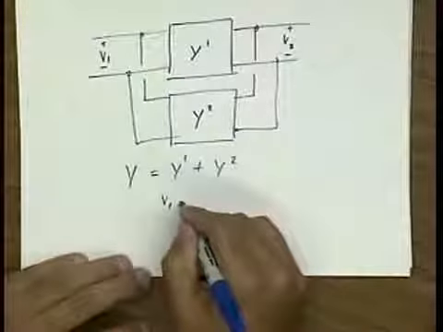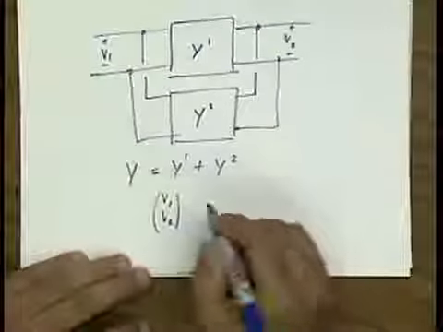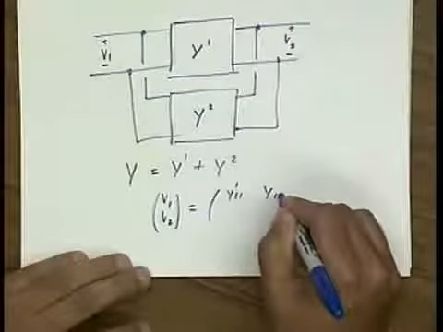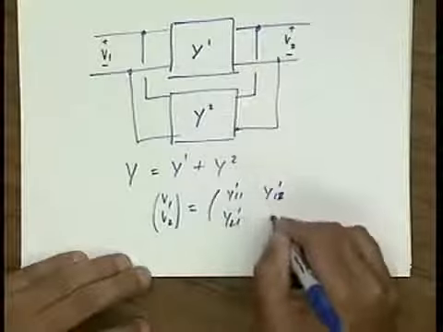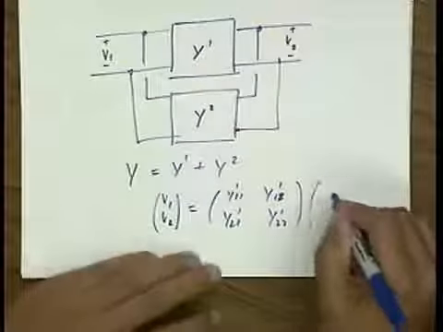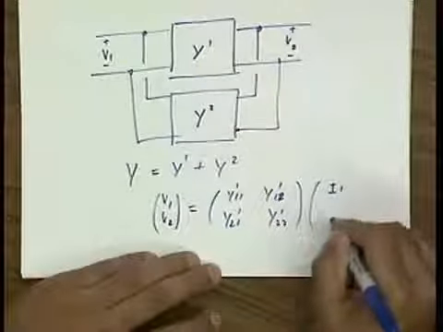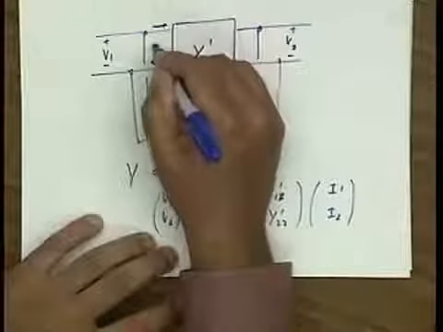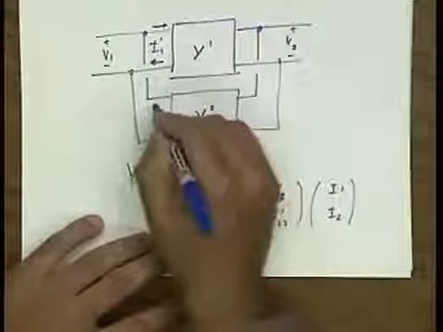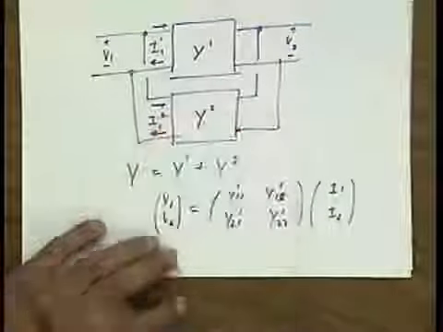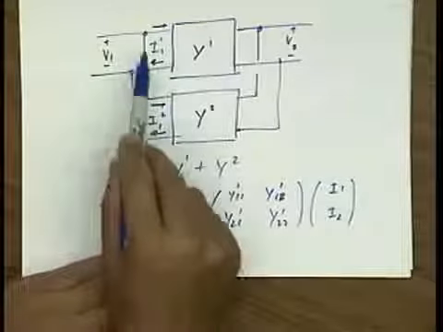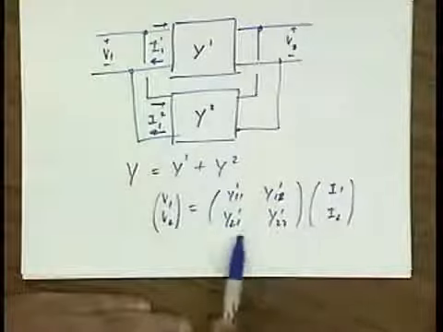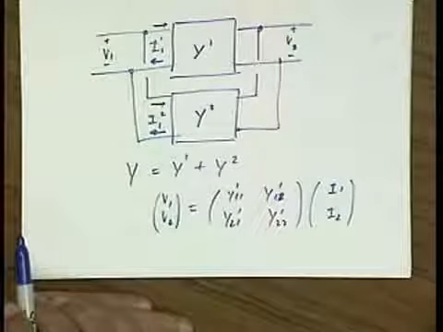In other words, I have I1, I2 equal to the Y11, Y12, Y21, Y22 matrix times V1, V2, and you can see that this is I1,1, this is I1,2, and you can see that I need to sum the currents, and the voltages are the same. So when I sum the currents, I end up summing the Y parameters.